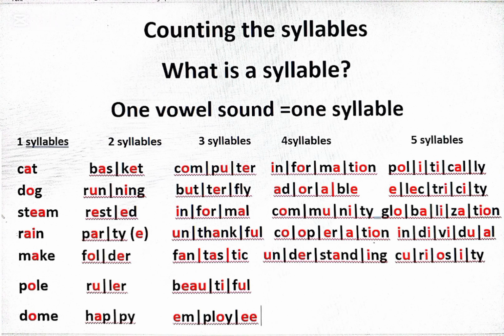This video is about counting the syllables in a word. But before we dive in, let's understand what a syllable is. A syllable is a unit of pronunciation with one vowel sound. In simple words, a syllable is equal to one vowel sound. This sound could be with or without consonants. We will understand this later in the examples.